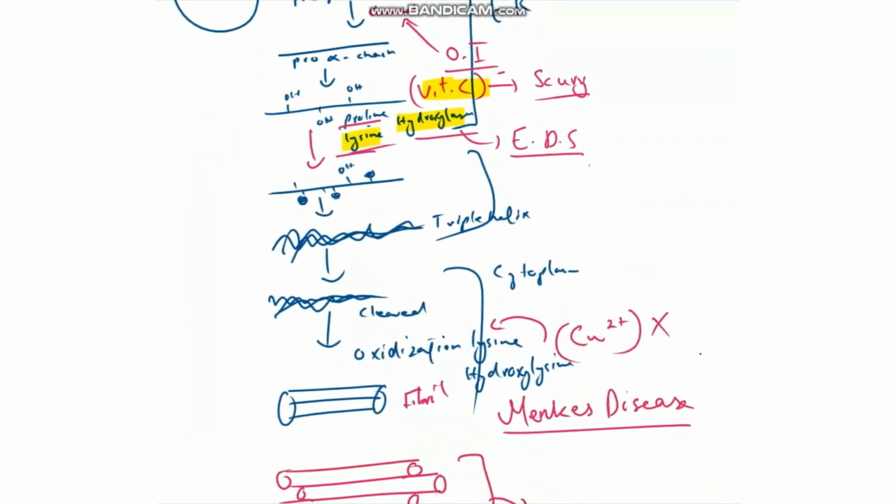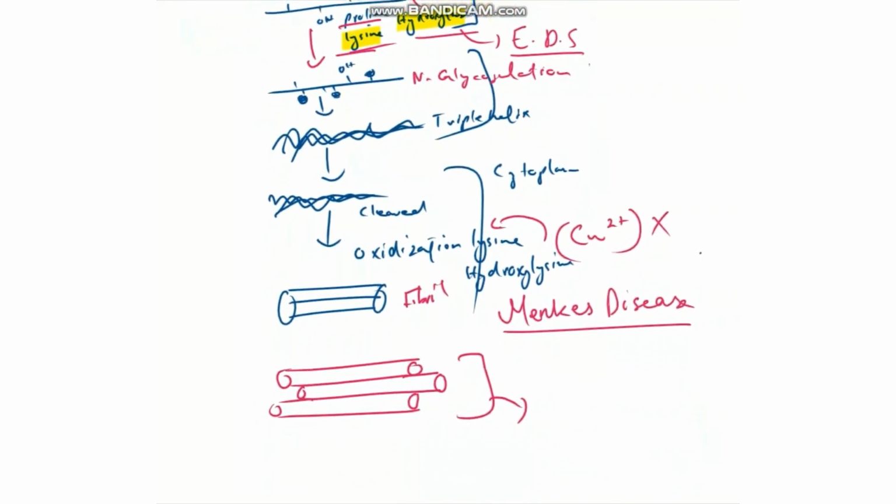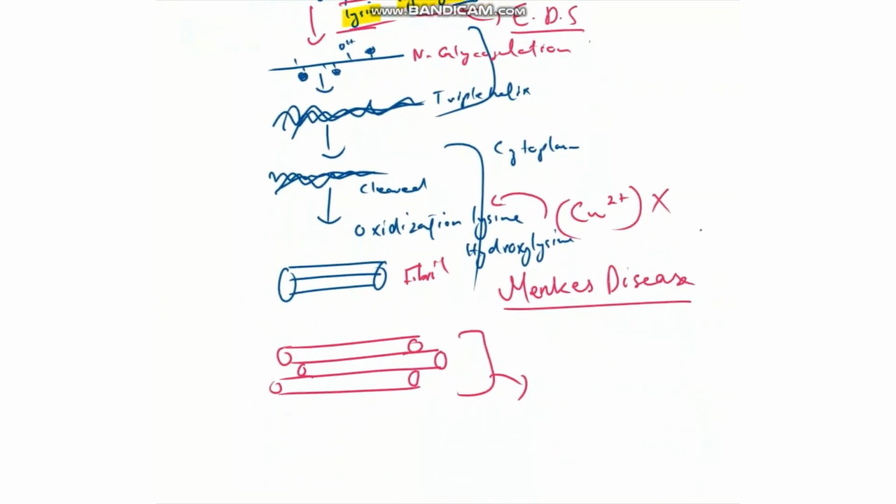And then after hydroxylation, it is glycosylated. This is N-glycosylation. And then it is arranged into a triple helix form, and these triple helices are then excreted into the cytoplasm, where they are cleaved. And inside, after cleaving, inside the cytoplasm, there's oxidation of the lysine and hydroxylysine residues by enzymes called lysyl oxidases, and this oxidation is dependent on copper.